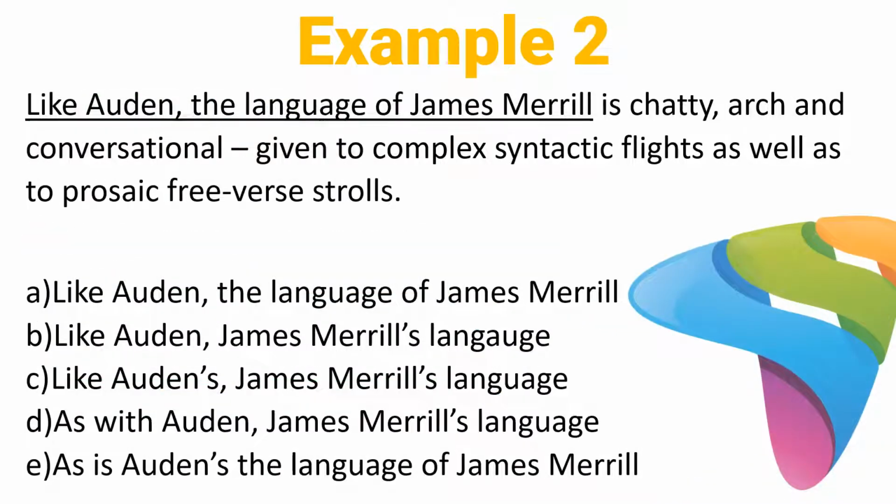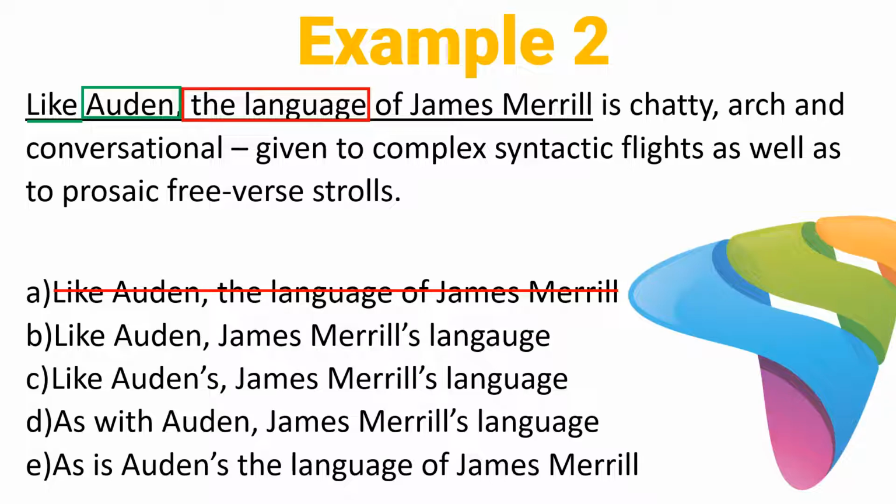Like Auden, the language of James Merrill is chatty, arch, and conversational, given to complex syntactic flights as well as to prosaic free verse scrolls. I don't know what any of that means, but I do know that we have an intro phrase with a comma and a comparison word, like. So, what's getting compared to what? Auden, who I'm guessing is a person, an author, because they capitalize his name, is getting compared to the language of James Merrill. That doesn't work.